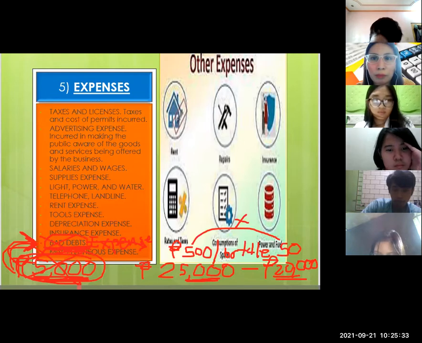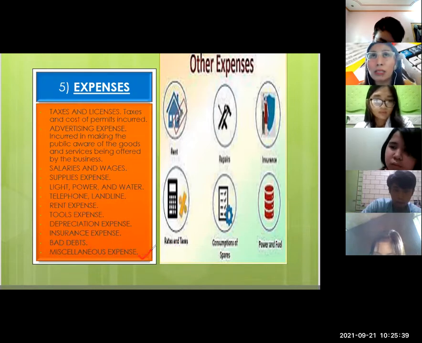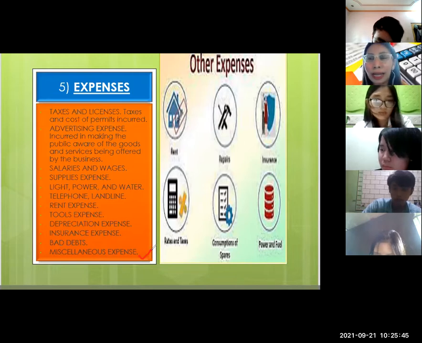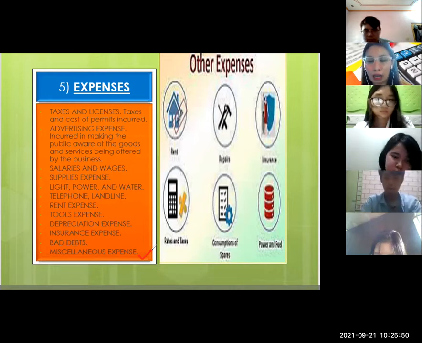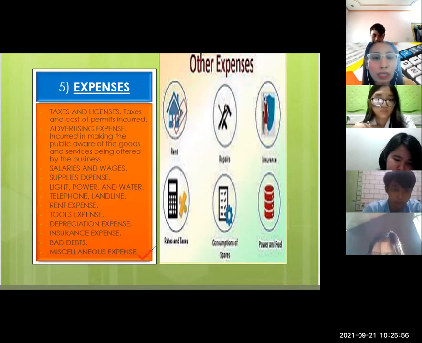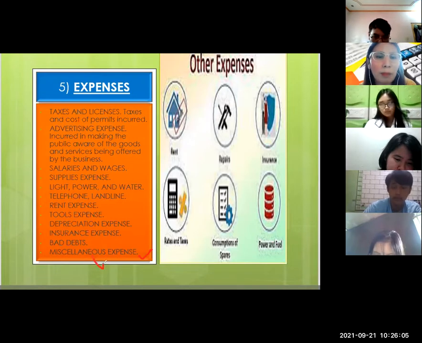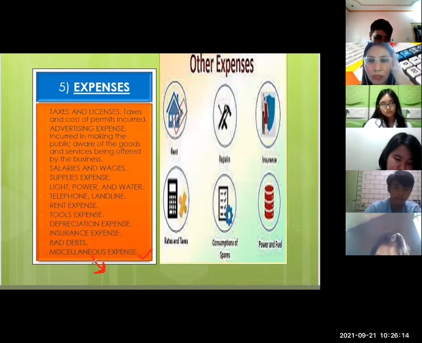And then, this one, miscellaneous expense. Ano naman yung miscellaneous expense? This miscellaneous expense ay mga minor expenses na nag-arise. Let's say, may nasira lang na tools, kakailanganin ng certain parts. Ayun, yung mga biglaang gastos, yun ay miscellaneous expense. Let's say, bibili ng water for the employees, yung mga ganun lang, mga mabilisang gastos ay tinatawag na miscellaneous expense.